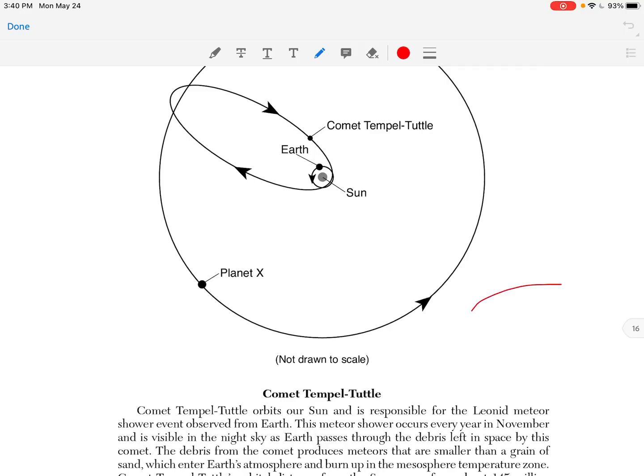And remember, in an ellipse, you have this stretched out kind of circle, and one of the foci is always the sun, okay? And the other focus is just some random spot in outer space.